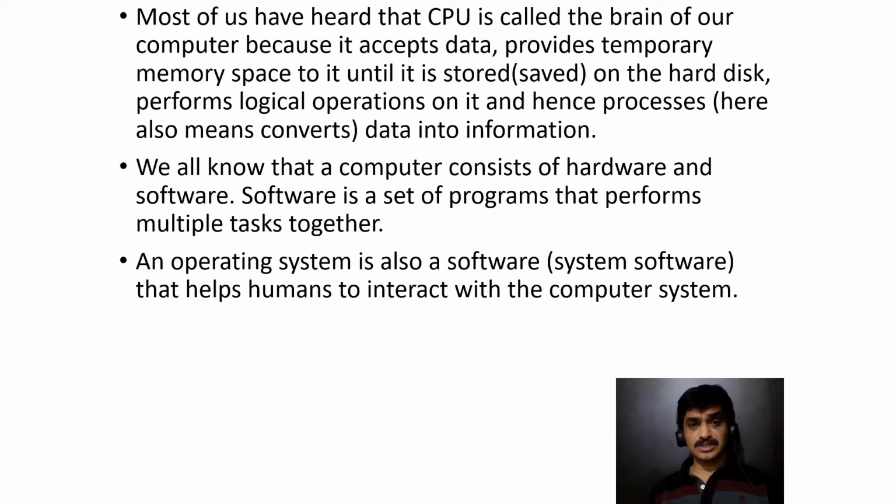We also know that computer consists of hardware and software. Software is a set of programs that performs multiple tasks together. An operating system is also software that helps humans to interact with the computer system. The software is an interface between the computer's hardware and the human.